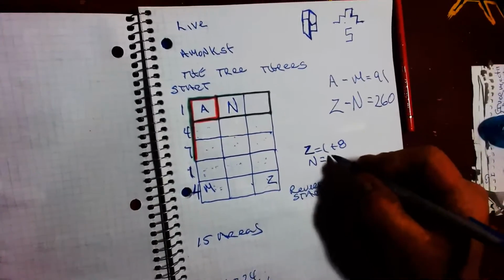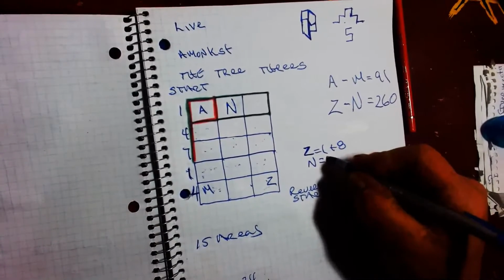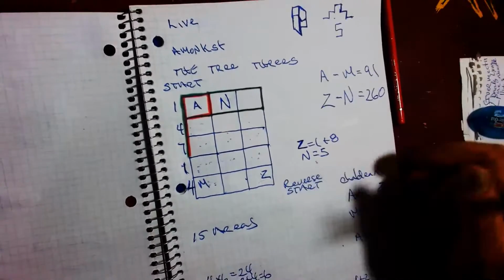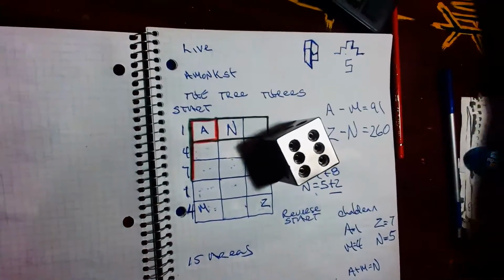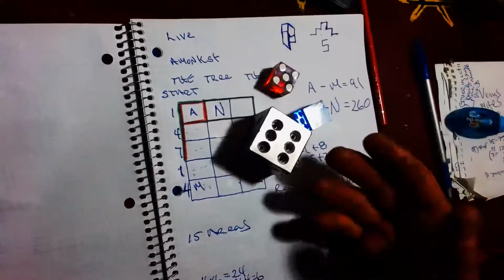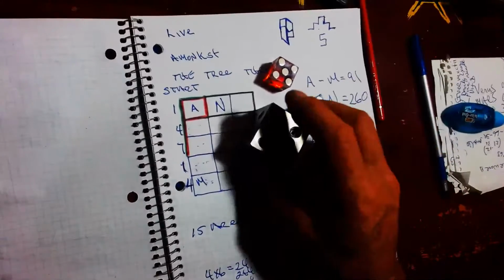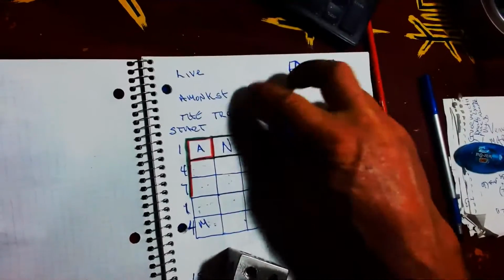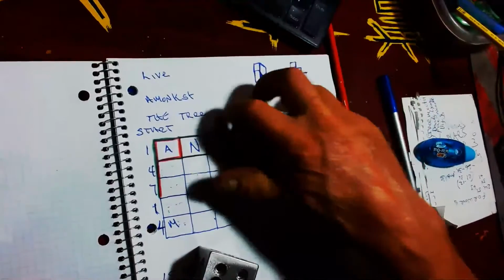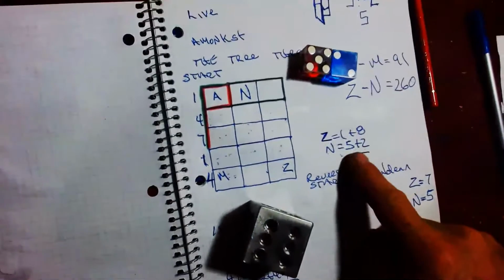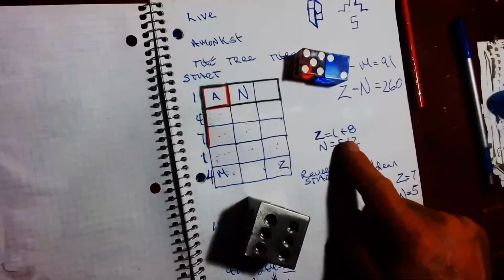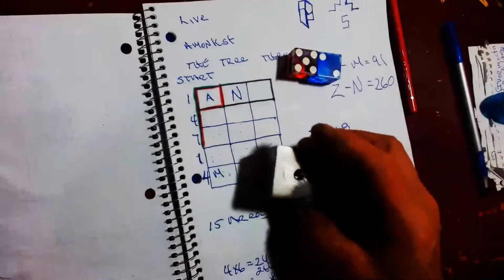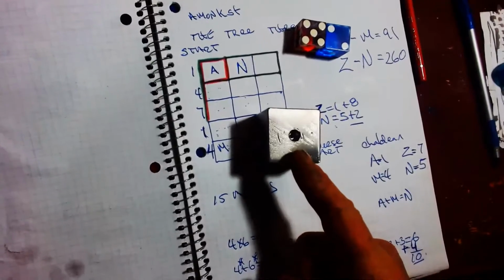N equals 5 and 2. And lo and behold, our dice cubes tell us the same thing. 5 and 2 is the reverse of 5 and 2. Okay, 5 and 2. 1 and 8, you see, because it doesn't calculate, what we're actually getting with 1 and 8 is we're getting this.